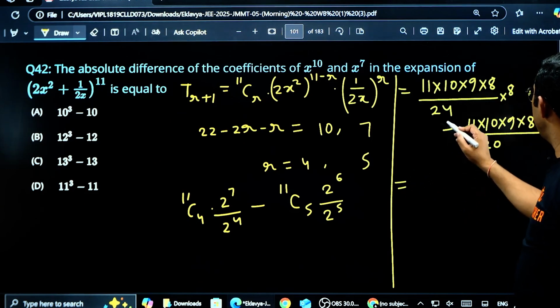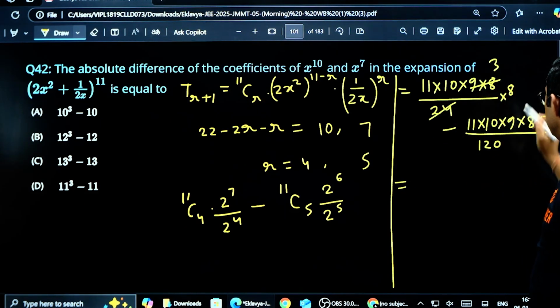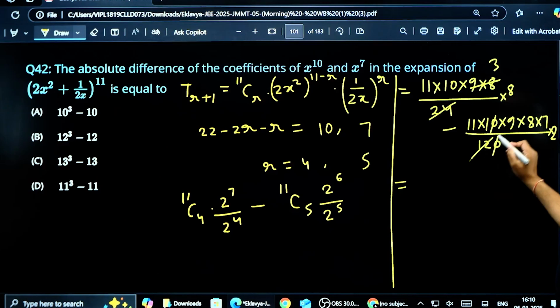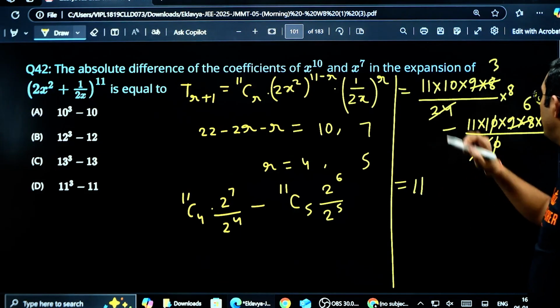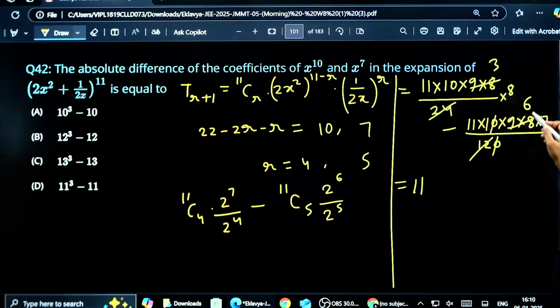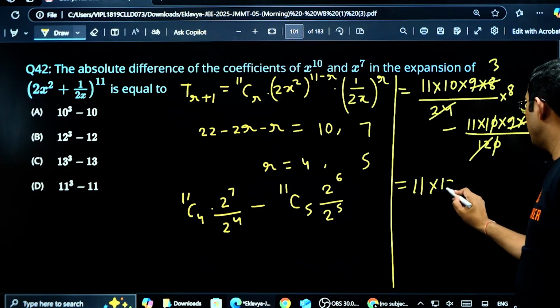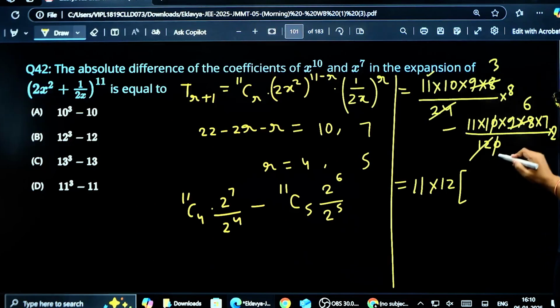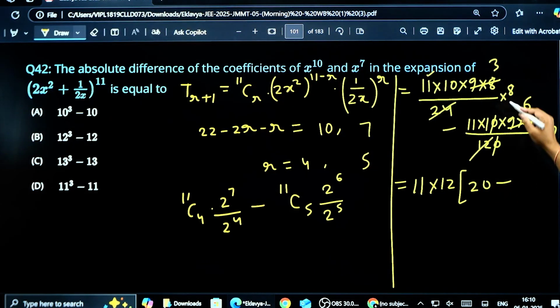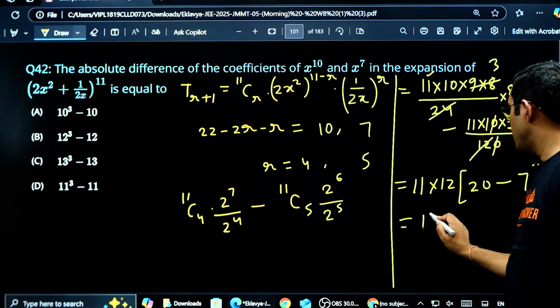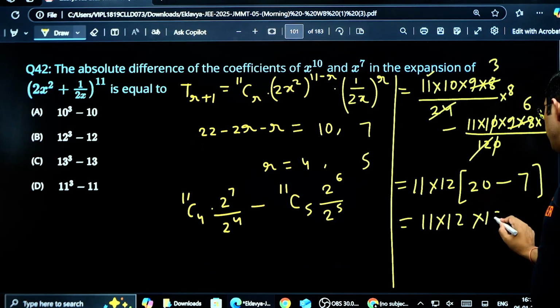So this 24 will cancel 9 into 8, 3 times. 120, 0 is cancelled. 12 will cancel 9 into 8, 6 times. So what we are left with, let us see what all things we can take common directly. 11 is common. Here only 12 is common, so we will take 12 common here. 11 gone, here we have taken 12, so 8 into 3 is 24, so here it is 20, and minus 11 is gone, 6 into 2 is gone, only 7 is left here, so we are getting this to be equal to 11 into 12 into 13.